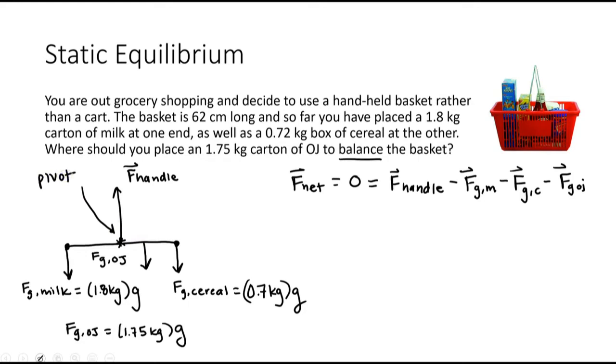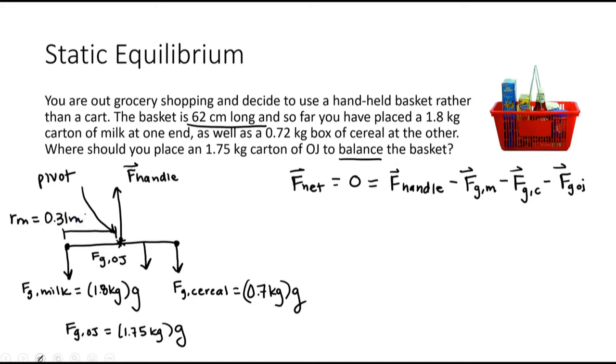All right, and so now we're ready to think about the distances to each of the applied forces. So those are those r values. Let's start with the milk. So r for the milk, let's call it RM. We said the entire basket is 62 centimeters long, and so half of the basket is going to be 31 centimeters. And so the distance from the handle to the milk should be 31 centimeters or 0.31 meters. So that's going to be R for the milk.